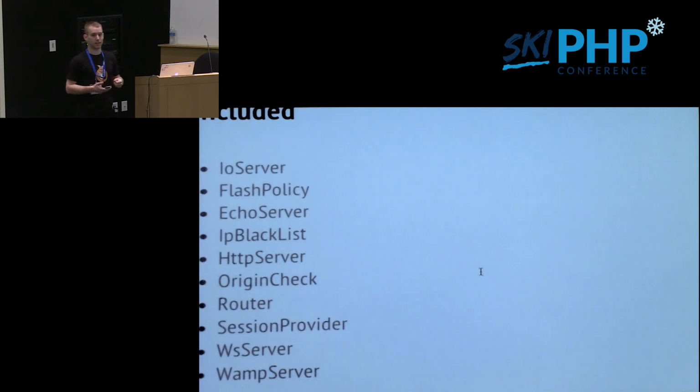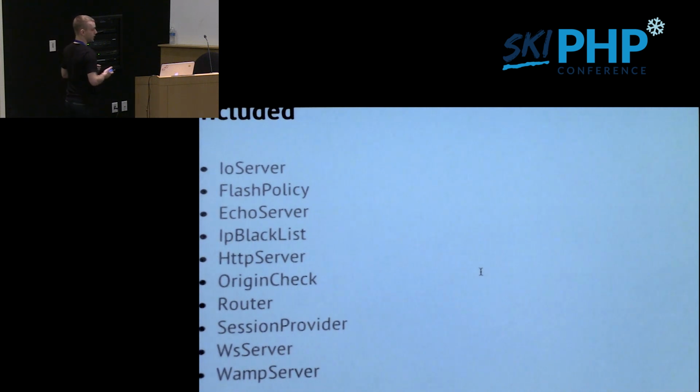IP blacklist: if someone's harassing you or your website, you get their IP address and add it to this. It'll immediately disconnect them when they connect. HTTP server handles the HTTP requests. Ratchet actually can be used as a full-fledged HTTP server. I don't recommend you do that. It's not good at it, but you can do it because WebSockets are just on top of the HTTP protocol.